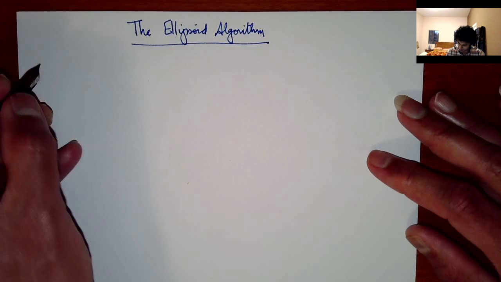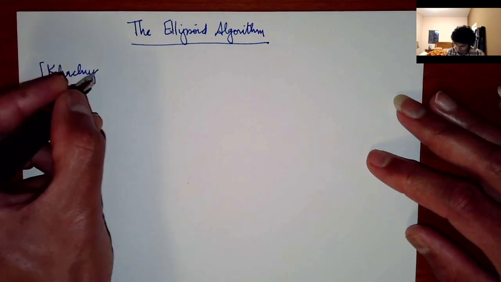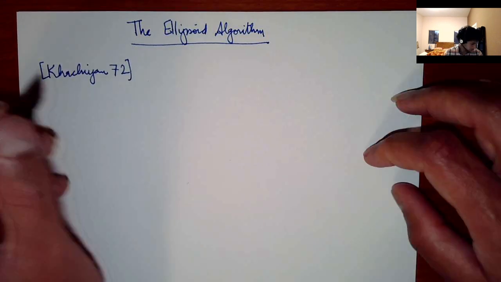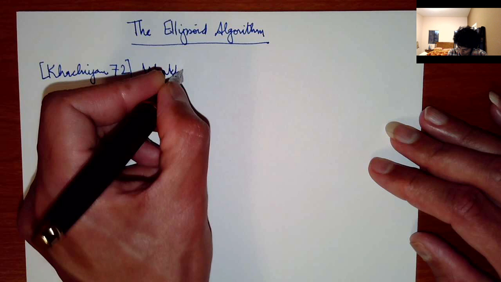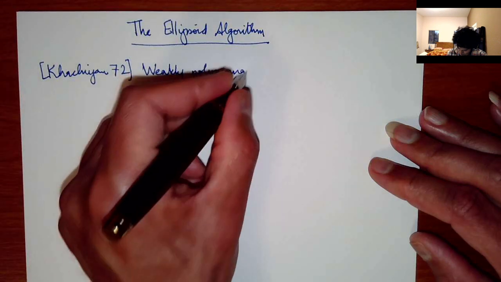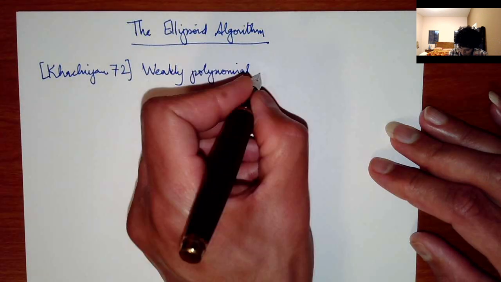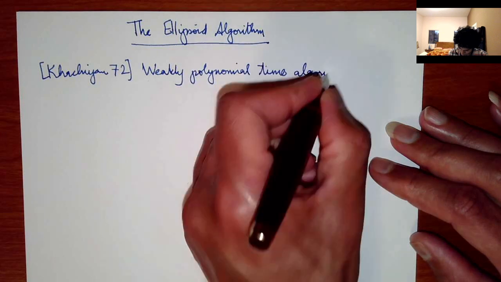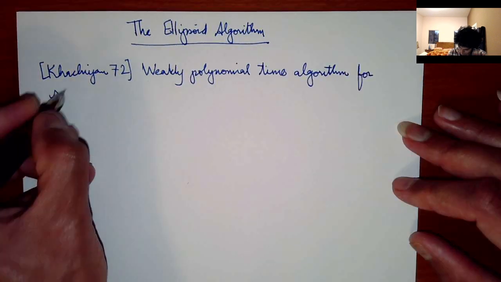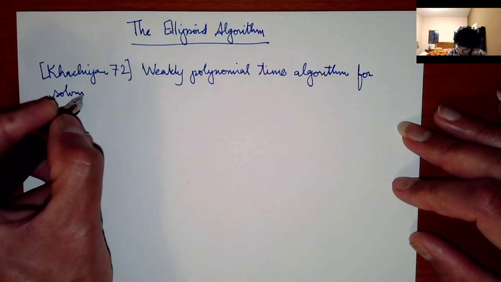So this is by Khachiyan, I believe 72. It is a weakly polynomial time algorithm for solving LPs.